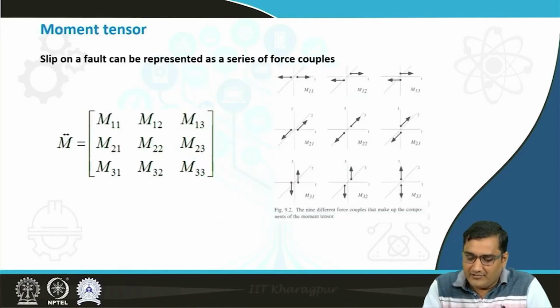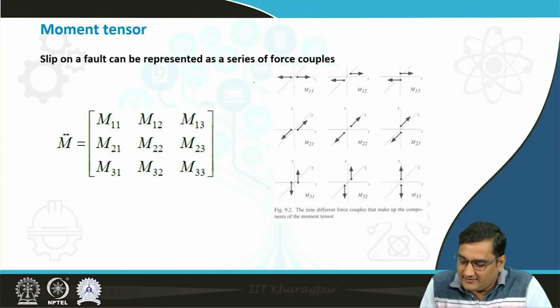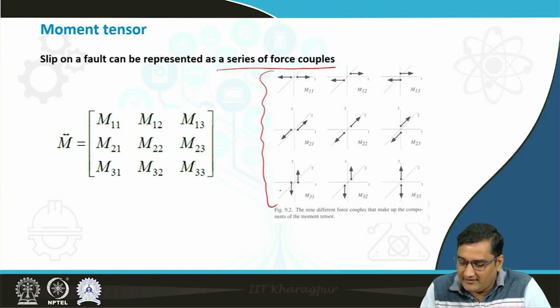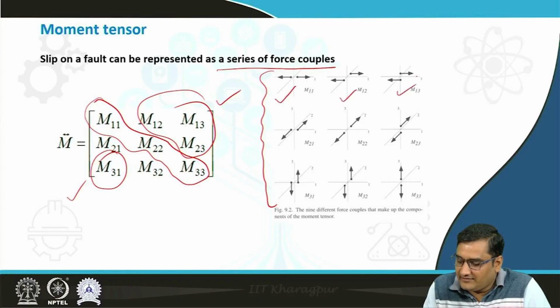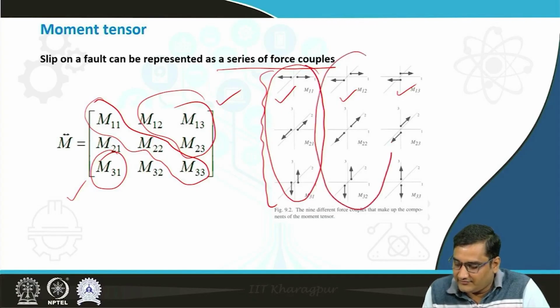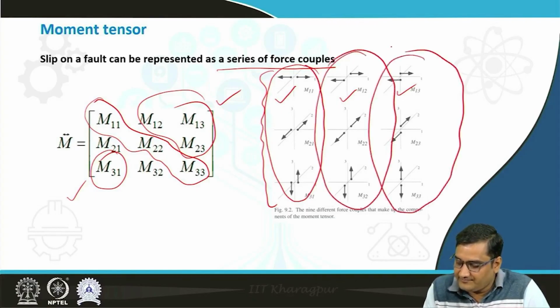The slip on a fault can be represented as a series of fault couples. This is the array of the moment, and it can be represented in the tensor form like this. And the moment tensor is similar to the stress and strain tensor. It has the diagonal elements and off diagonal elements as well, and the direction of each of the moments or force couples can be seen like this, and this is for the x1 direction, this is for the x2 direction, this is for the x3 direction.